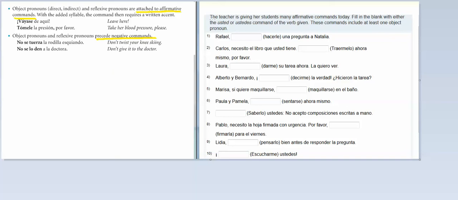The other thing they want to tell you is that when you add the pronoun to the command, you're going to have to write in an accent, because you've made it an extra syllable longer, and you still want the same part of the word to be accented, so now you have to write it in so people know that. Okay, and I'll show you.